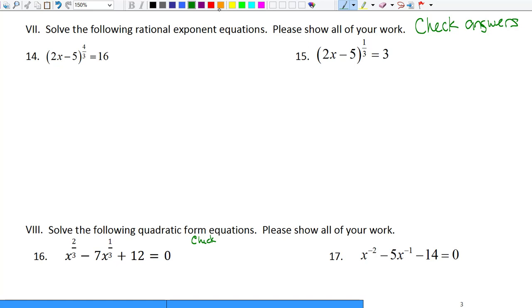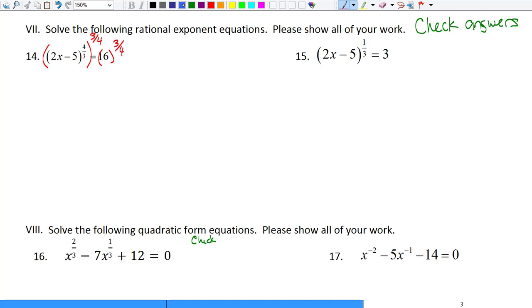All right, so let's go back to number 14. The fraction in the exponent is all by itself. There's nothing being added to the outside or multiplied to the front. So I am ready to undo the 4/3. To undo the 4/3, I'm going to raise both sides to the reciprocal, which is going to be 3/4.